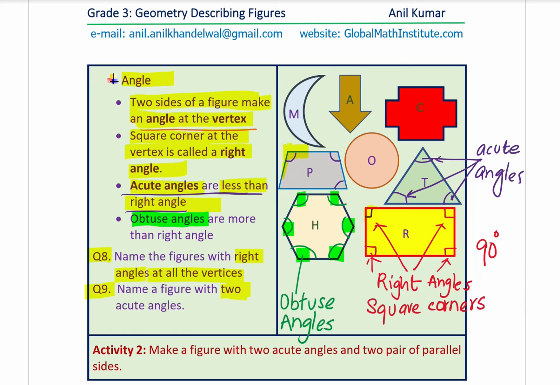We want a figure with two acute angles only, not three. Okay, only two acute angles. So these are the questions for you. So I'd like you to pause the video, answer these questions, and then move forward.